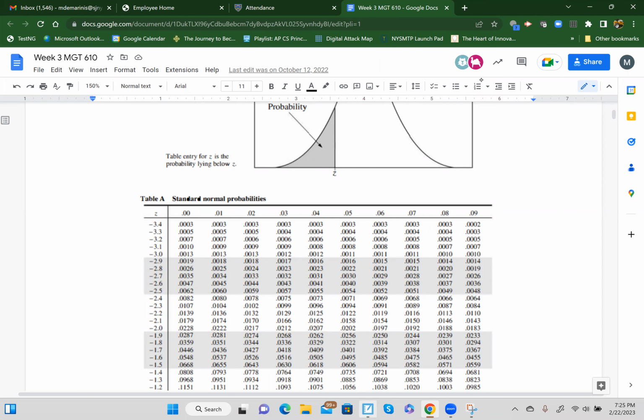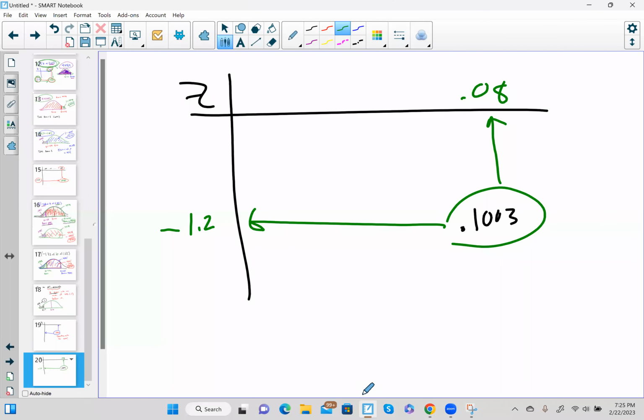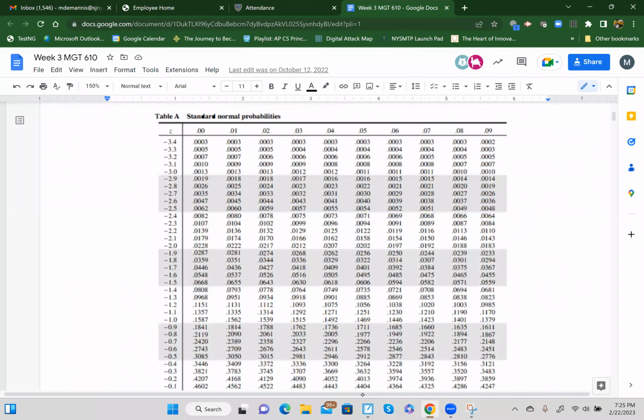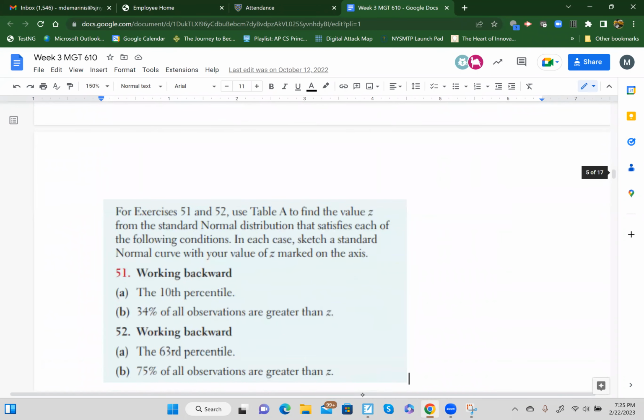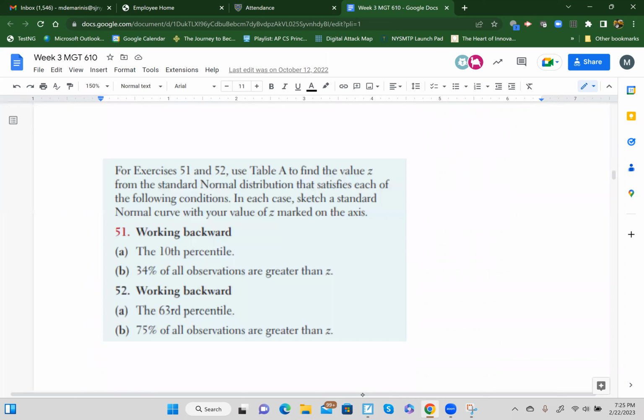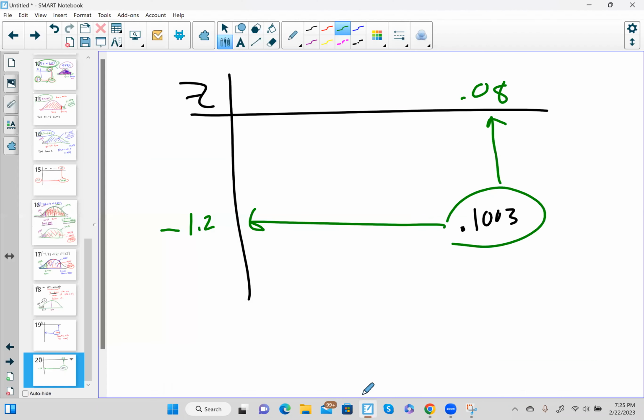Okay, let's do one more question before we take a break. Back to that problem where we're working backwards. Here we are. Problem 51B says 34% of all observations are greater than Z. So let's go do that.